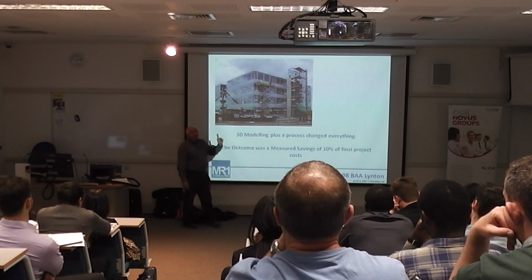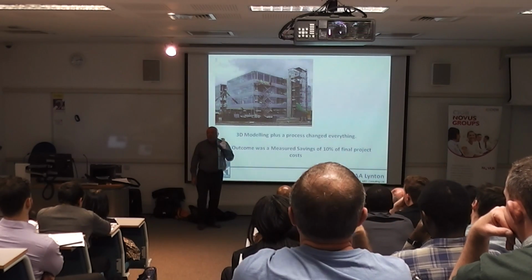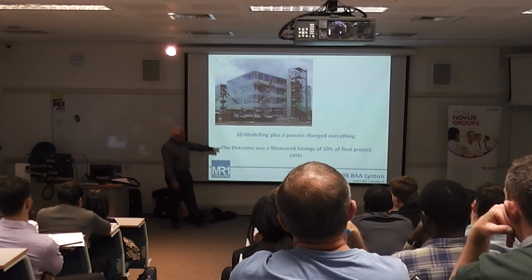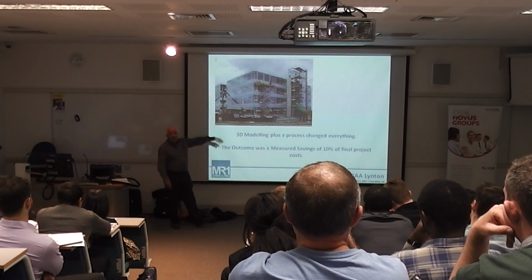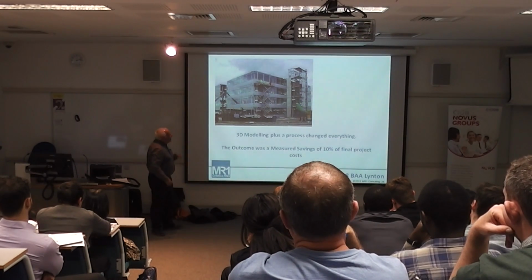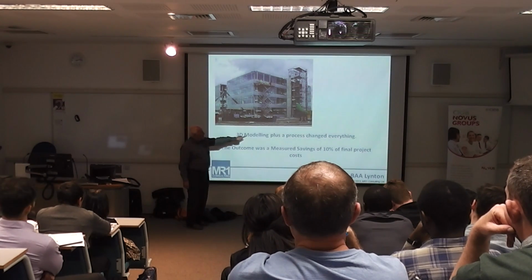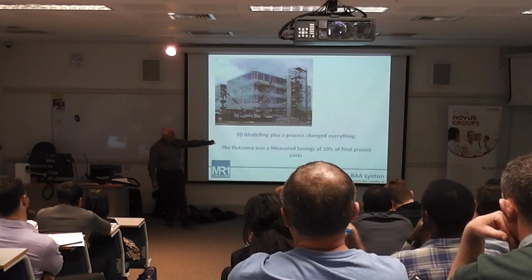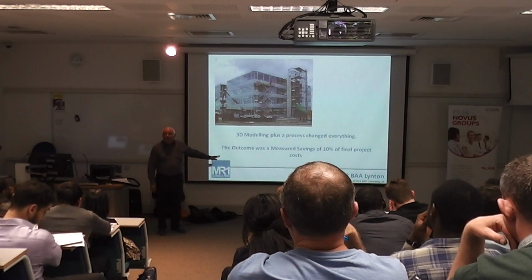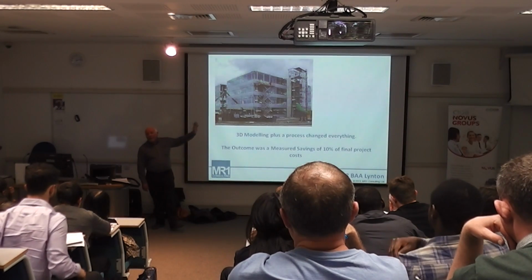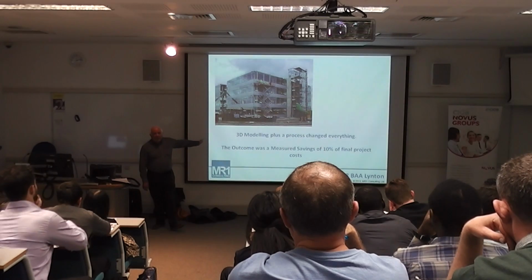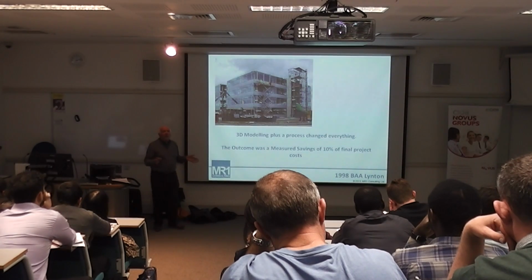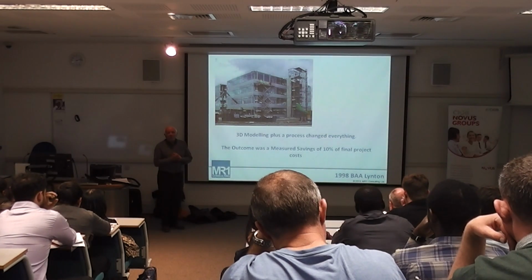However, if we introduce a process and a methodology, we change the way in which we work, the outcome becomes something different. This is Endeavour House, KLM building, the staircase I showed you. 3D modelling plus a process changed everything. We proved that the outcome was a measured saving of 10% of the final project cost. It would have been 20% if we'd been allowed to do it right from the beginning of the process. But we were allowed to do it halfway through the process, and we still made that 10%. We modified the way in which people thought, and we made these processes work.